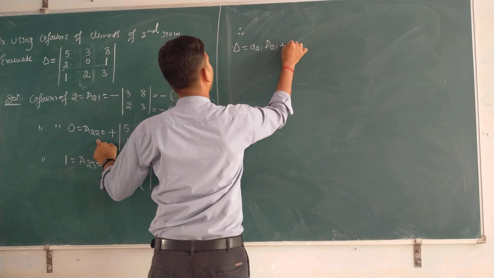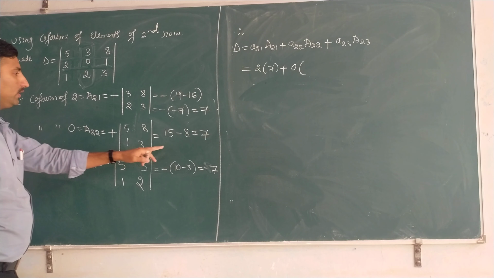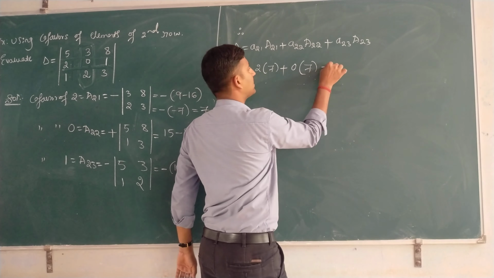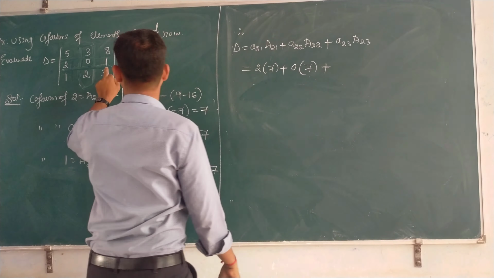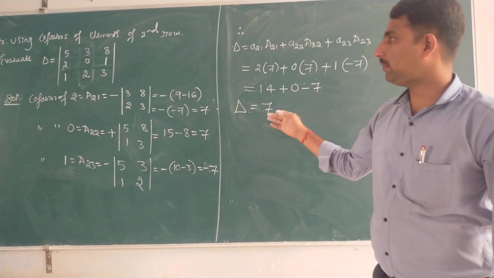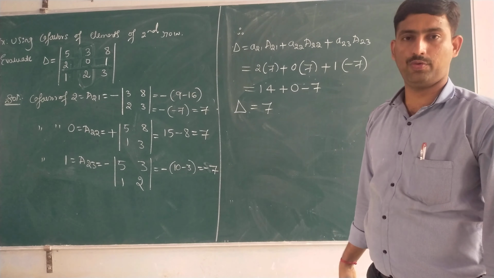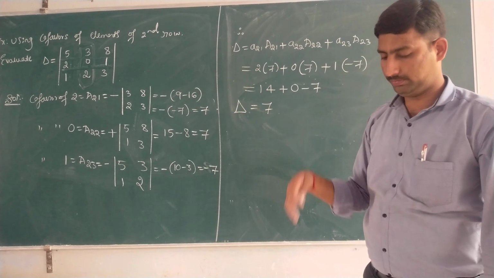Small a22 is the 0 element, so 0 into capital A22 is 0. Small a23 is 2, and 2 into capital A23 is 2 into 7. The values are 14 minus 0 plus or minus... 14 minus 7 becomes 7. Then delta is equal to 7. Delta equal to 7 is the determinant, evaluated using the elements of the second row.